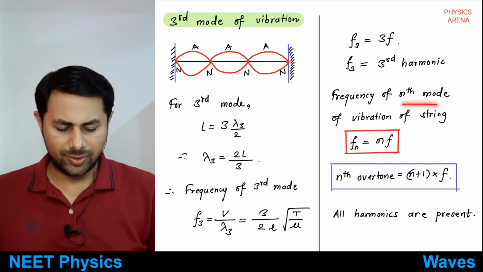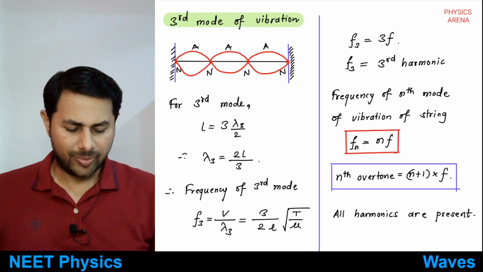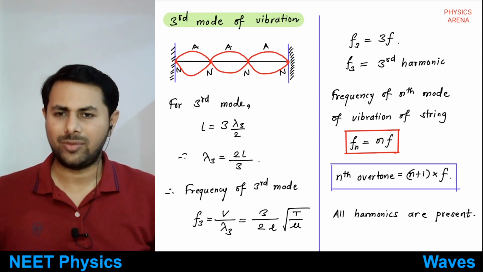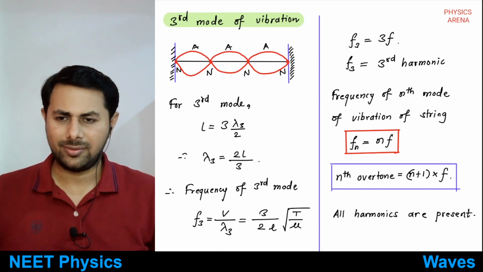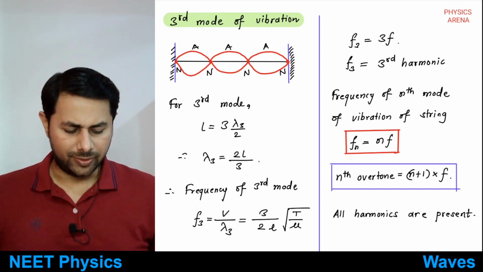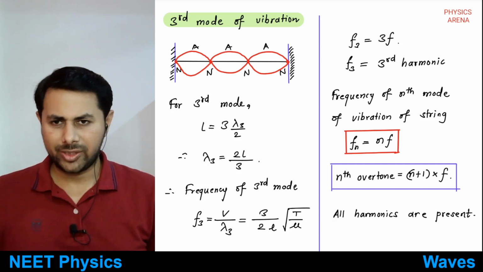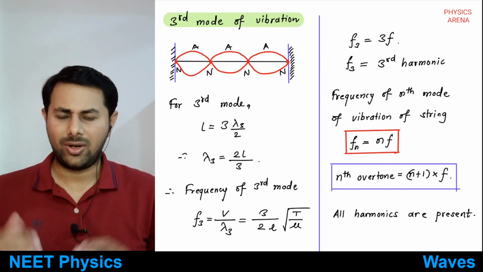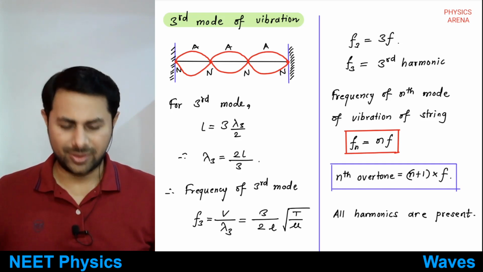Okay, so here we can see that in case of a vibrating string, the frequency of the nth mode of vibration is just n times the fundamental frequency, right? Okay, good. So all harmonics are present, meaning there are odd harmonics as well as even harmonics. So in case of vibrations of a string, all kinds of harmonics can be produced. Even harmonics, odd harmonics, all are present.